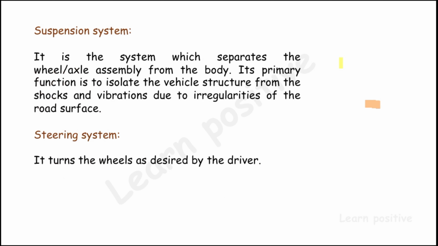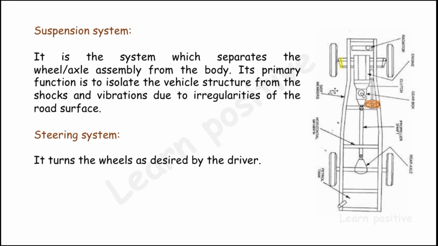And the next one is the suspension system and the steering system. The yellowish parts highlighted here on the four wheels are the suspension systems, and the orange one is the steering system. The suspension system separates the wheels or axle assembly from the body. Its primary function is to isolate the vehicle structure from the shock and vibration due to the irregularities of the road surface.